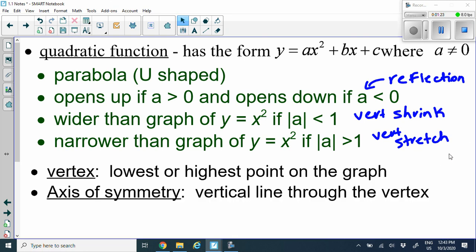Okay, now our vertex, that is going to be the lowest or highest point on the graph, just like when we did absolute value. It was either the highest or lowest point. And then the axis of symmetry, it's going to be a vertical line that goes through the vertex. So whenever we find the vertex, then we'll know the axis of symmetry.